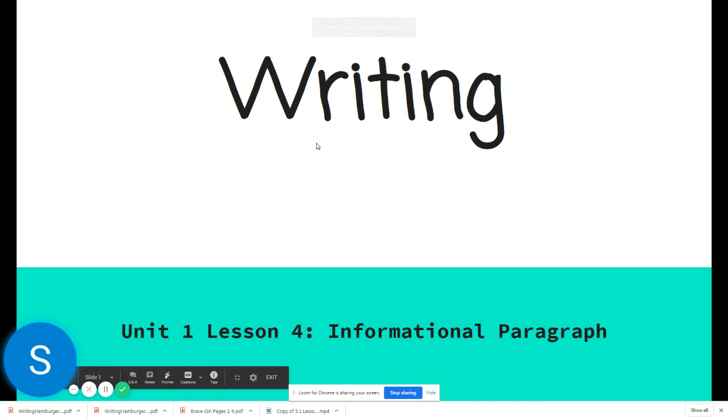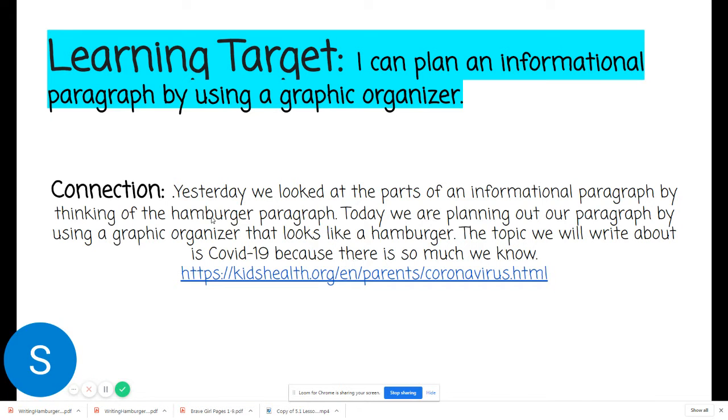Today for writing, we are in lesson 4 in writing our informational paragraph. Our learning target, what we will be learning today, is I can plan an informational paragraph by using a graphic organizer. Yesterday, we looked at the parts of an informational paragraph by thinking of the hamburger paragraph model. Today, we are planning out our paragraph by using a graphic organizer that looks like a hamburger.